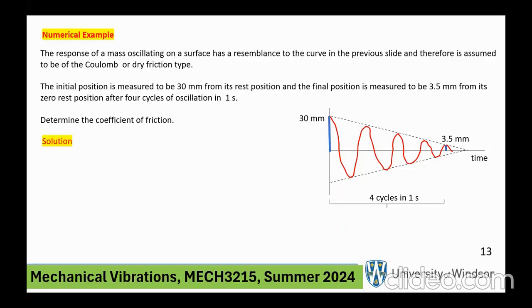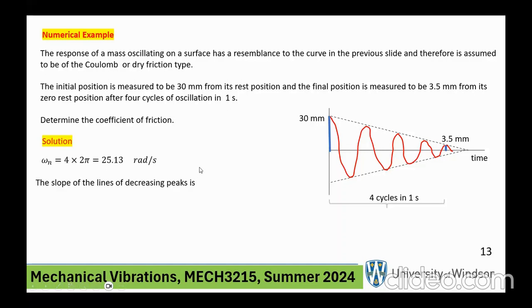Let's say in 1 second, it did 4 oscillations, and it went from 30 millimeters that we initially moved it to 3.5 millimeters. So 4 cycles in 1 second. What we want to know is what is the friction coefficient, mu. First of all, this 4 cycles in 1 second is the frequency, but in hertz. So if you want to get the frequency in radians per second, you take the 4, you multiply it by 2 pi, and you're going to get the value of 25.13 rad per second.